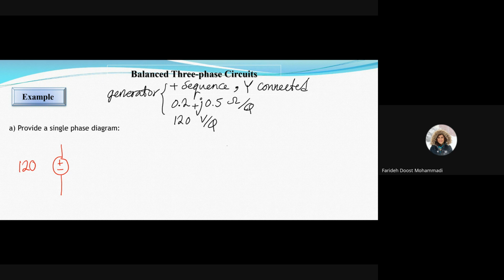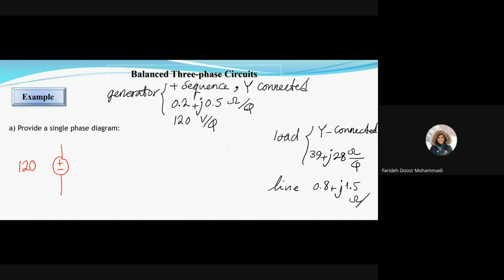And then let's assume that we have a load, and the load is also Y connected. So here we don't need to convert any of them to Y because both of them are already Y connected. And then the load is 39 plus J28 ohm per phase, so we know the impedance per phase for the load. And the line of this circuit is basically the cable, or the impedance, that is connecting the generator side to the load side. And the line is 0.8 plus J1.5 ohm per phase again.